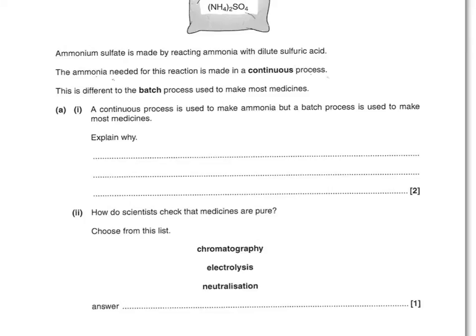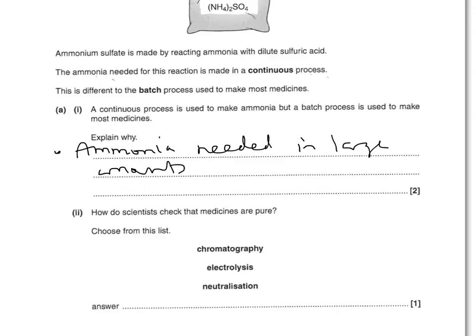So the first mark is saying that ammonia is needed in large amounts. So lots of ammonia is needed, you could put. And then the second mark is for saying, well, why the drugs use a batch process. So medicines are made on small scale, or you could say that it's easy to switch between making different drugs in the batch process, or you could say that drugs are needed in small amounts. So you could say that ammonia is needed in large amounts and drugs are needed in small amounts.